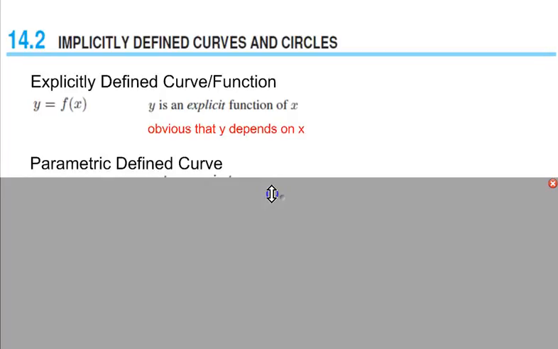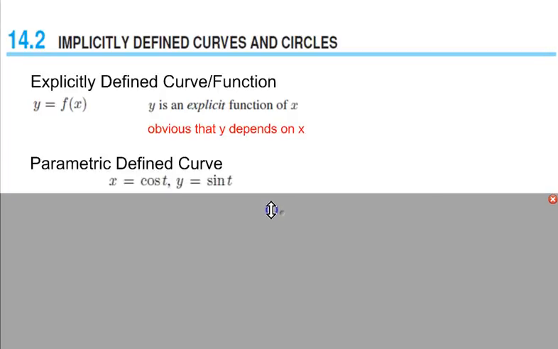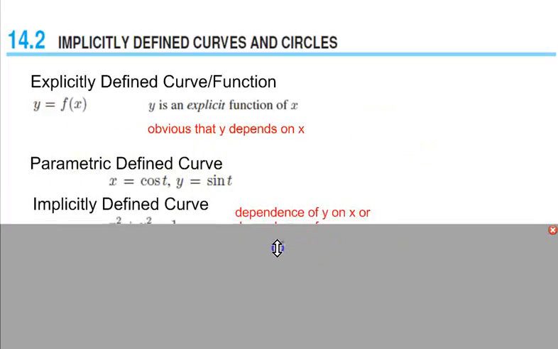Last video we talked about parametrically defined curves, and they look somewhat like a piecewise function. But each of the pieces is dependent on t, so we call that a parametrically defined curve. And we're looking at an example of this in another format.